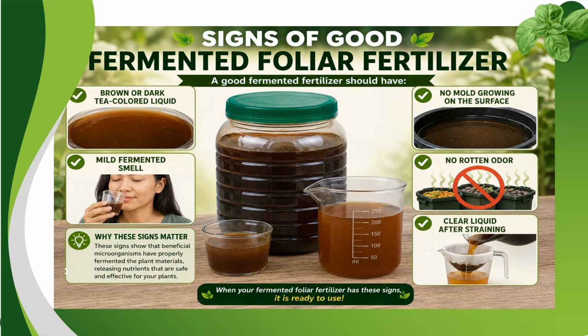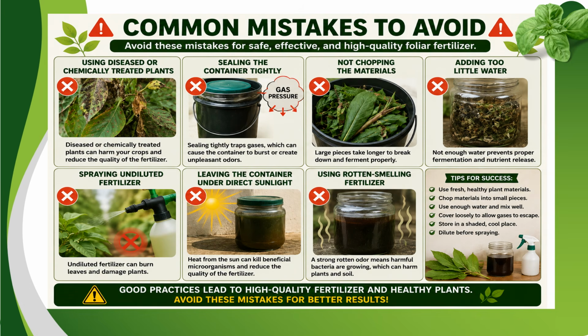Signs of a good fermented foliar fertilizer: 1. Brown or dark tea-colored liquid. 2. Mild fermented smell. 3. No mold growing on the surface. 4. No rotten odor. 5. Clear liquid after straining. Common mistakes to avoid: using diseased or chemically treated plants.